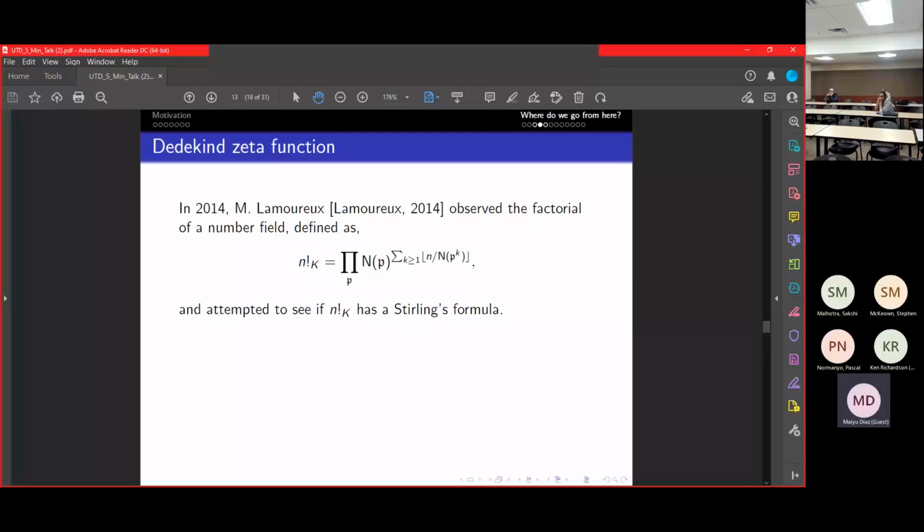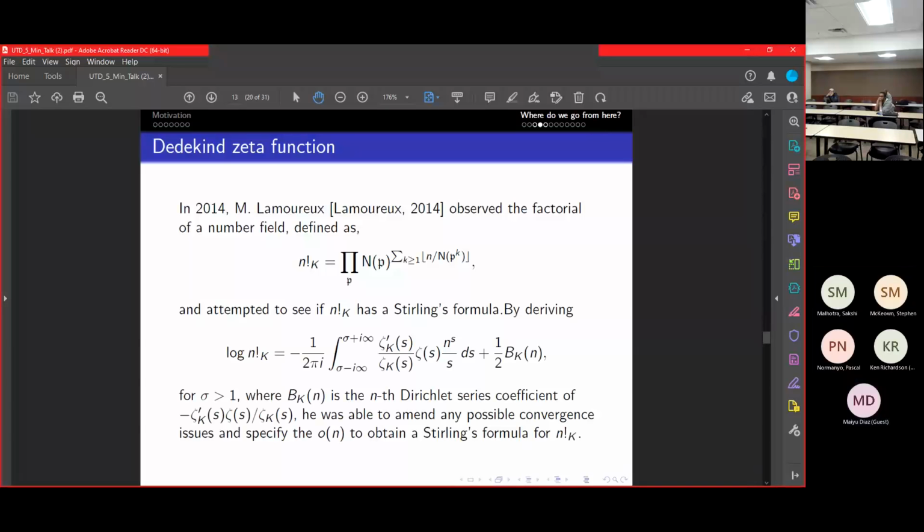In 2014, Matthew Lemrow observed the factorial of a number field, which is given by this formula, which mimics the Legendre formula for the factorial. And he derived a contour integral representation for this factorial that depends on the Dedekind zeta function, where we have these additional terms popping up over here. And we have inside the contour integral a logarithmic derivative of the Dedekind zeta hiding in there. And then we have these b_K(n) terms, which are the Dirichlet series coefficients of the product of the negative of the logarithmic derivative of our Dedekind zeta function and our Riemann zeta function.